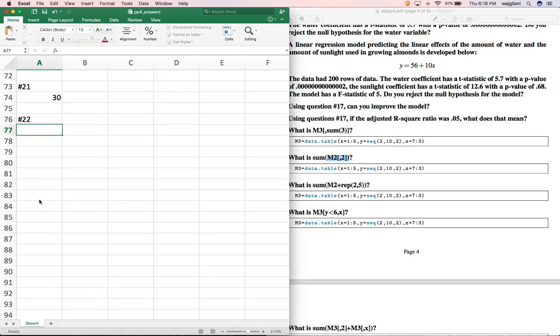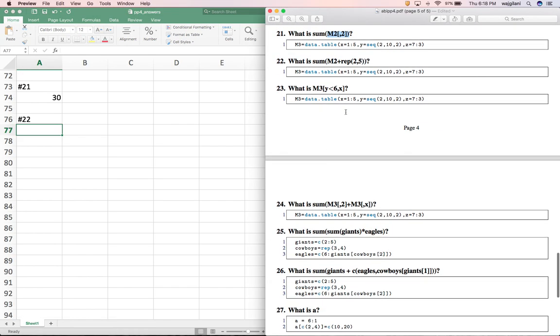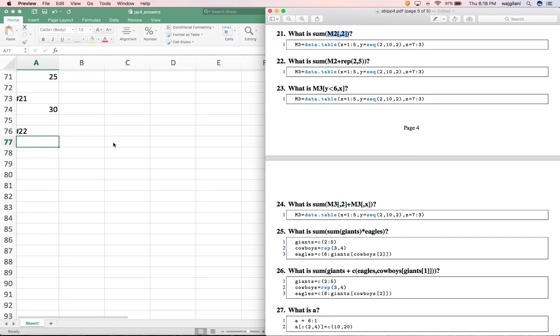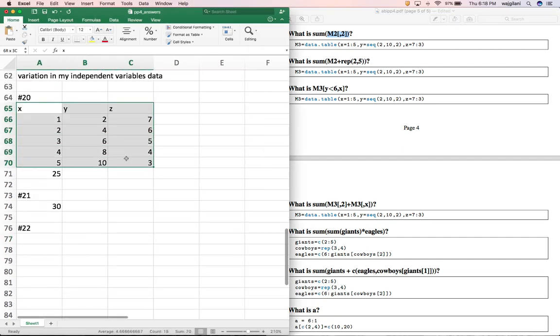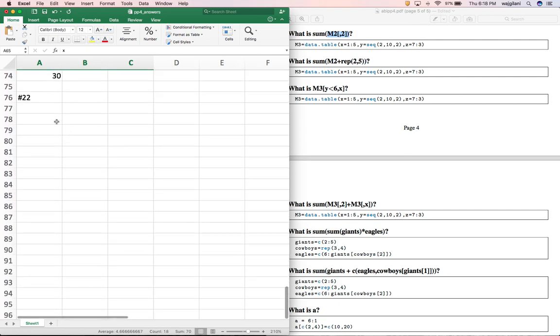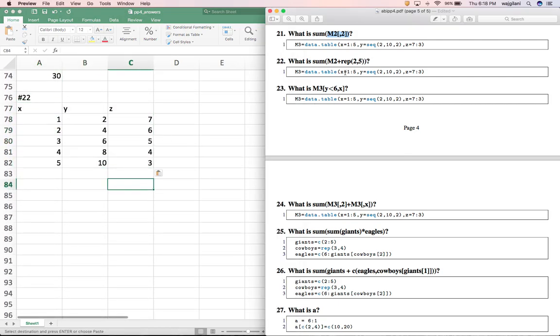Number 22. What's number 22? Number 22 is, what is the sum? Okay, now this gets a little tricky right here. Let me grab that table so you guys can see it. So inside here, this again is a typo. The table M3 plus repeat 2 comma 5. What does repeat 2 comma 5 do? That creates a vector of size 5 with each value in it being 2. So it's going to be literally 2, 2, 2, 2, 2. That's what that vector is going to be.